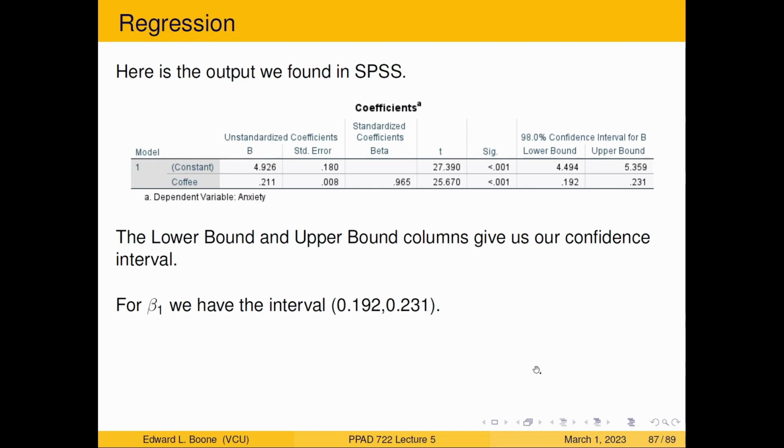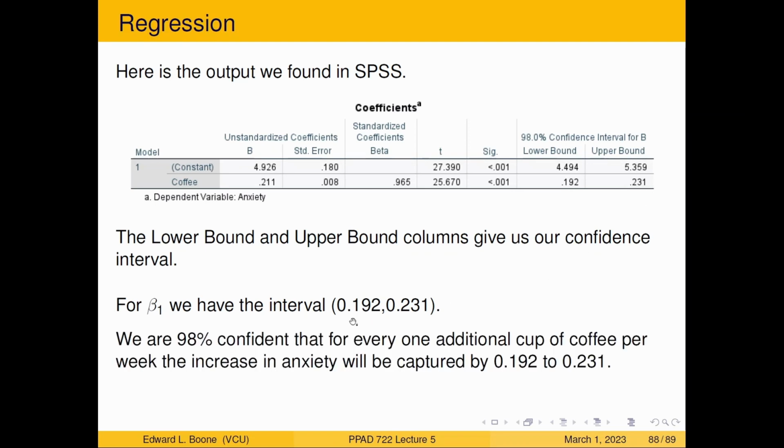Now let's look at the next one. For beta 1, we have the interval that goes from 0.192 to 0.231. We can interpret that as: we are 98% confident that for every 1 additional cup of coffee per week, the increase in anxiety will be captured by 0.192 to 0.231. And you can put in here that the anxiety at 11 a.m. could also be incorporated, because it's at a specific time.